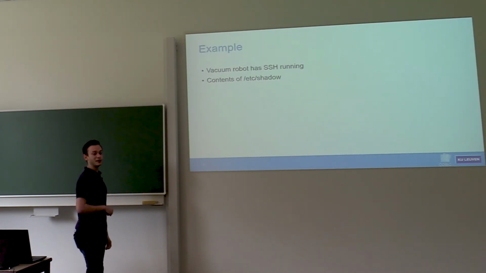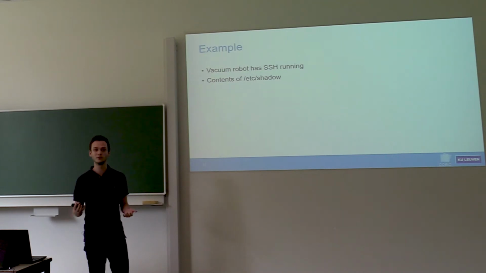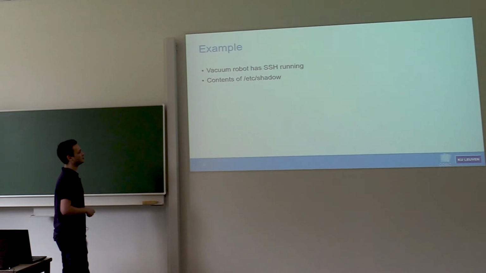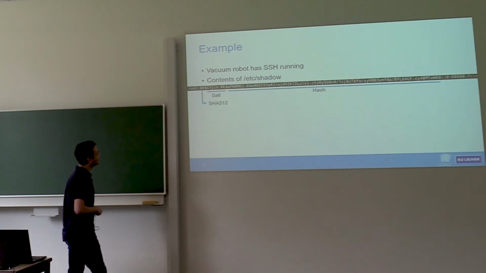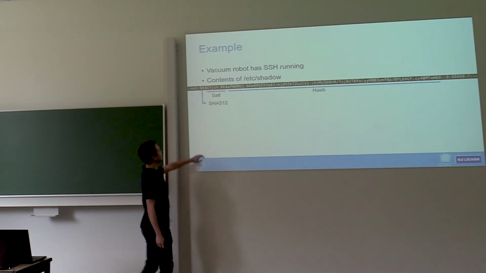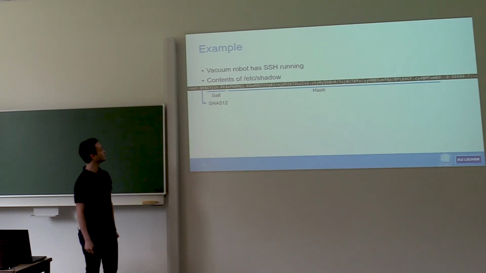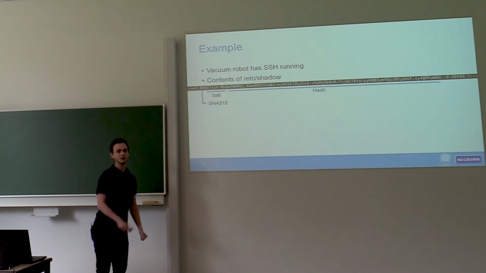So this is an example of a vacuum cleaning robot. We took off the eMMC, we read out the chip, and we looked at the contents of /etc/shadow, and this is what it looks like. It starts with $6, and that means that it's a SHA-512 hash. Then there's a salt, and then there's the actual hash.